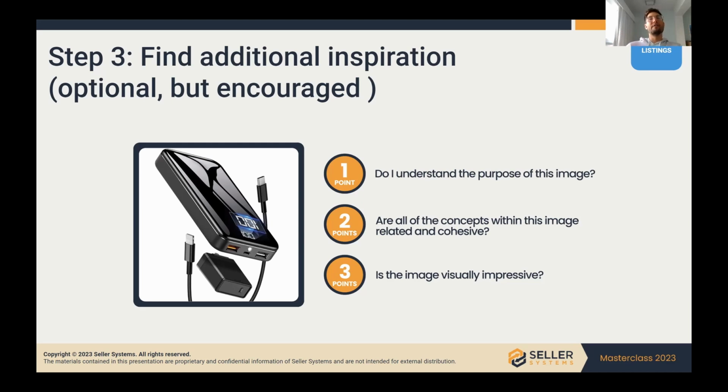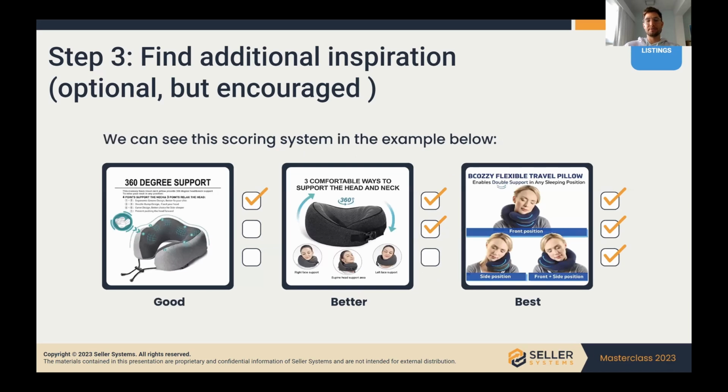So I thought, of all of these calls that I've been on, what are the common things that people have wrong in their image galleries? And how can I come up with a scoring system to help address that, to think of how we can make images better? And so for this scoring system, it is just very simple. It's 3 points. You can do half a point if you want for each. And then you just ask yourself 3 questions. Question number 1 is, do I understand the purpose of this image? Question number 2 is, are all of the concepts within this image related and cohesive? And question number 3, is the image visually impressive?